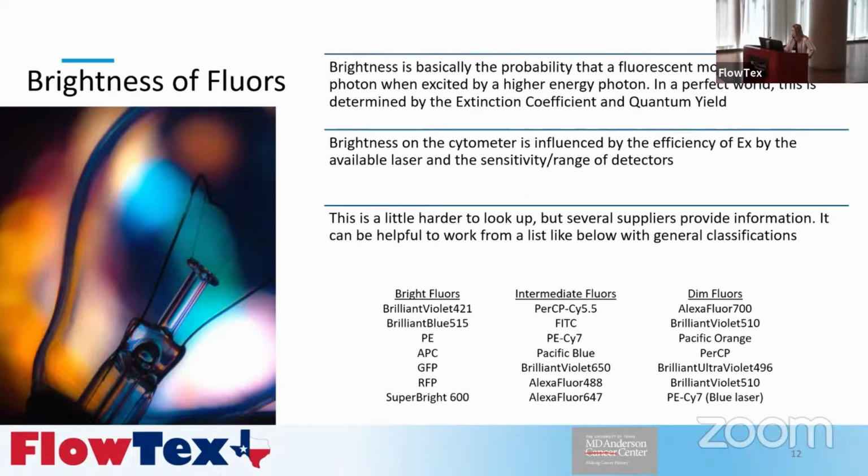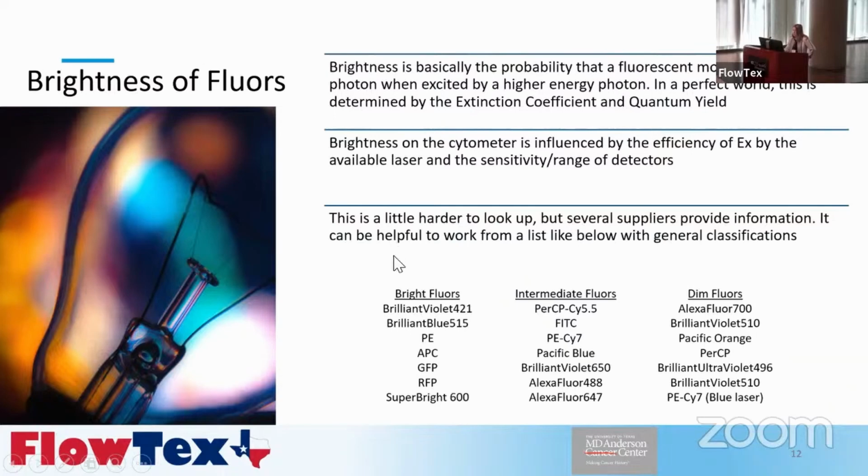And so brightness on the cytometer is really influenced by the efficiency of the excitation laser line to that particular fluor. So you often will be having a situation where your laser is not at the maximum, but it's at 75% efficiency on the excitation spectrum. And then also the sensitivity and range of the detectors.